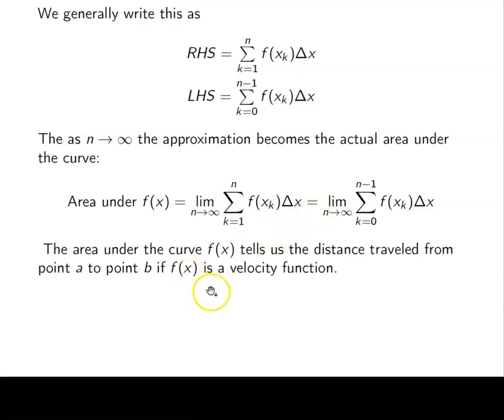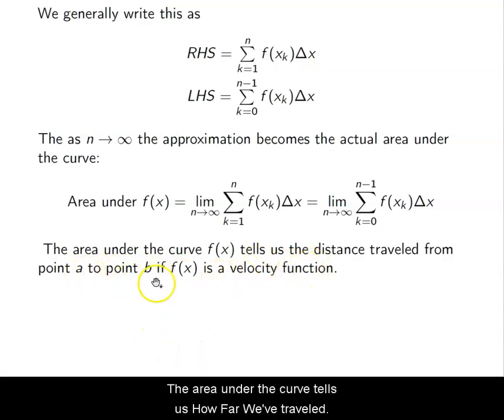So why is this important? The area under the curve tells us the distance traveled from point A to point B if my function is a velocity function. That's one of the uses for this. Just like for derivatives, if I have a position function, the derivative tells us the velocity function. If we already have a velocity function, the area under the curve tells us how far we've traveled.